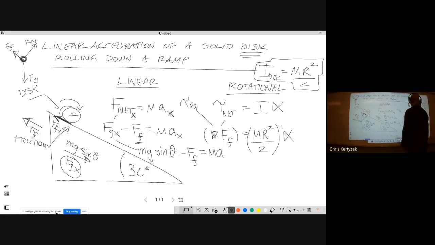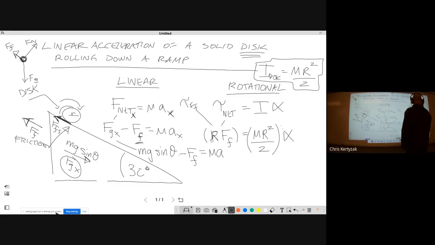And I might as well make this r look the same, since one was lowercase and one was uppercase. They should all be the same. Both represent the radius of the disk. Right? So now my goal is to solve this for FF and stick it back into my linear equation for FF. So let's see what we get.